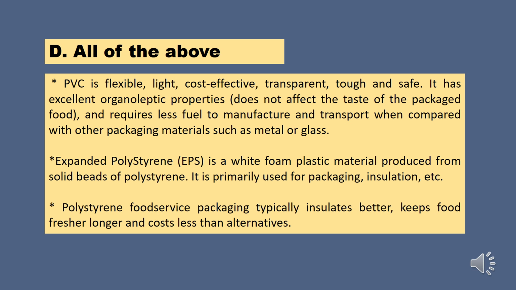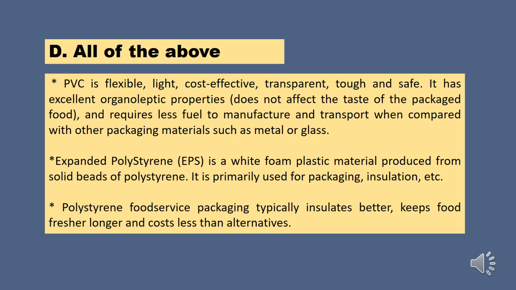All of the above. PVC is flexible, light, cost-effective, transparent, tough and safe. It has excellent organoleptic properties, does not affect the taste of the packaged food, and requires less fuel to manufacture and transport when compared with other packaging materials such as metal or glass.